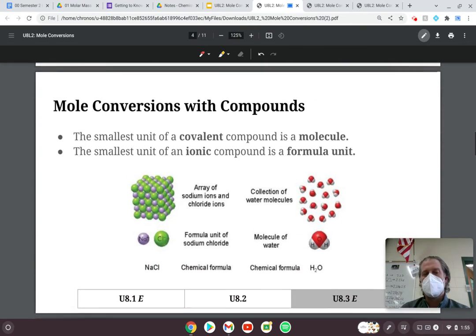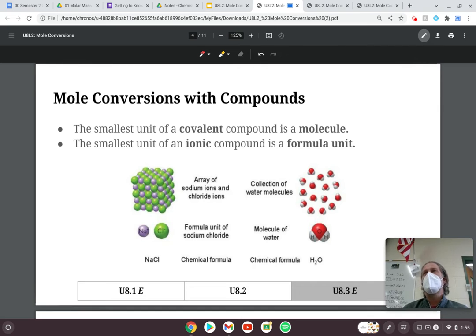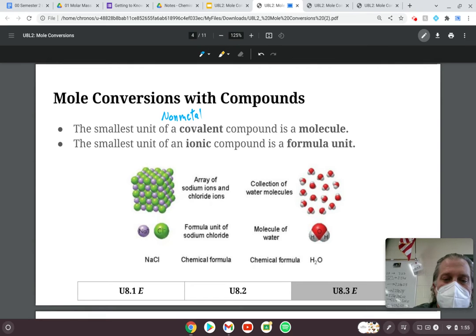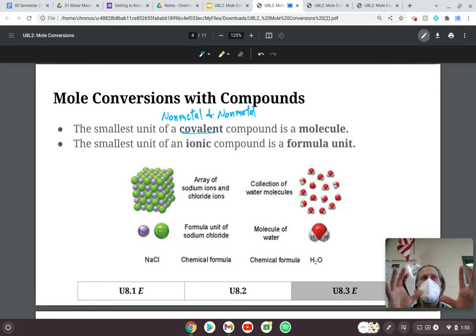First of all, mole conversions have some different units or labels than what we used in the past. So the smallest unit of a covalent compound, and just to refresh your memory, a covalent compound is made up of a nonmetal and a nonmetal. That smallest unit of a nonmetal covalent compound is known as a molecule.